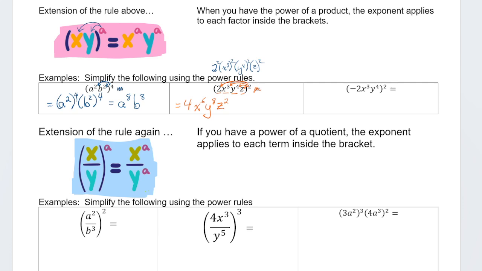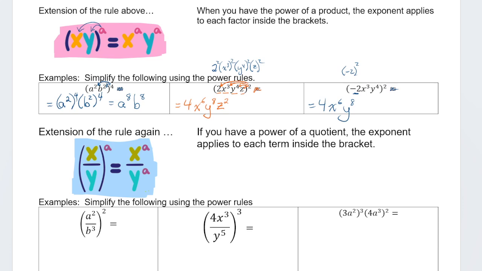Finally, we have negative 2 squared. Well, that would be negative 2 as the base, all being squared. So the negative is inside the bracket. The negative is part of what's being squared. So negative 2 times negative 2 is positive 4. X cubed to the power of 2 is x to the 6th.